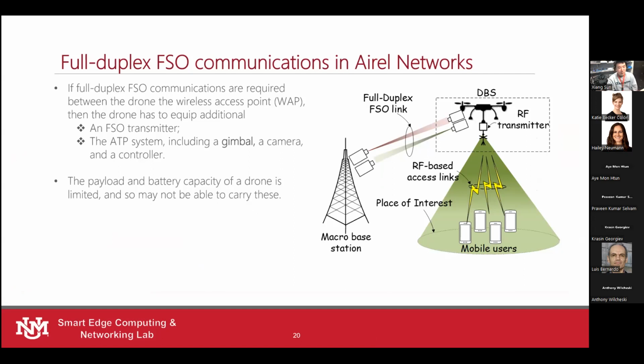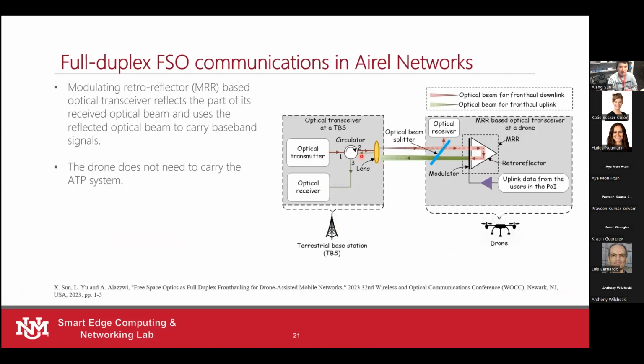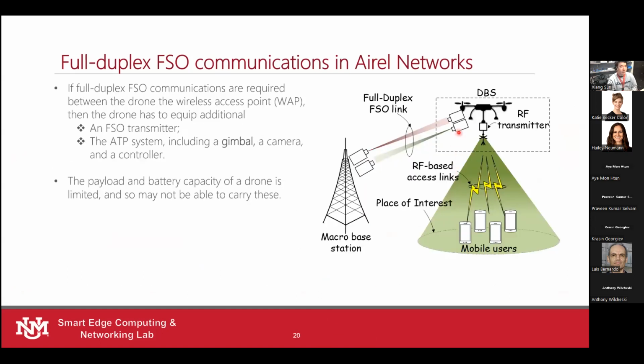All right, so the explanation is basically in slide 21, right? If we have two pairs of FSO transmitter and receiver here, we need to have two pairs of ATP system. One ATP system is for the downlink, the other ATP system is for the uplink, right? So for the uplink, if we want to implement the ATP system, the drone needs to have the camera, the gimbal, and the controller, right?